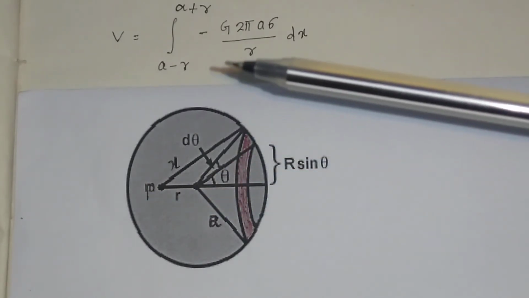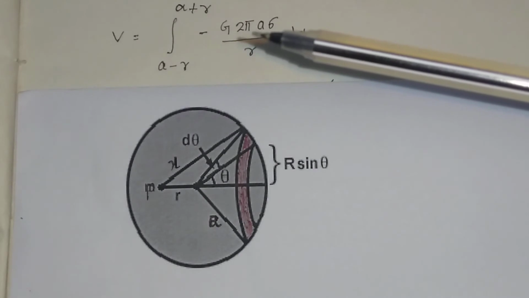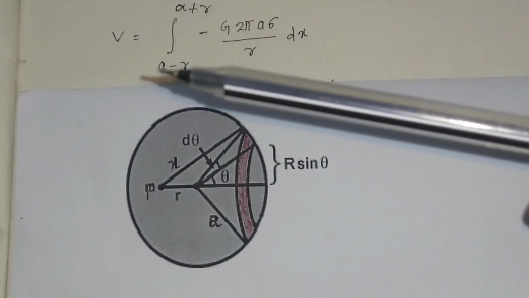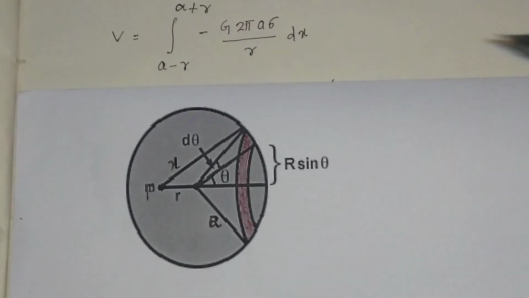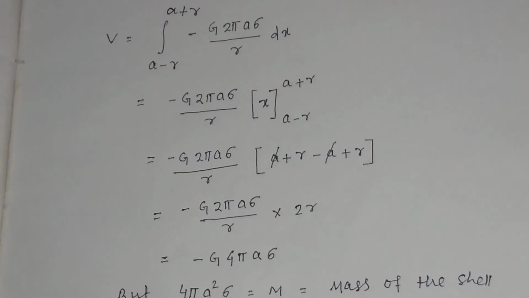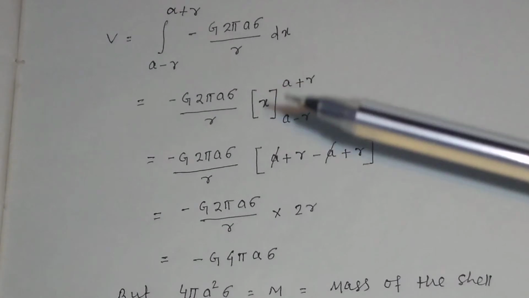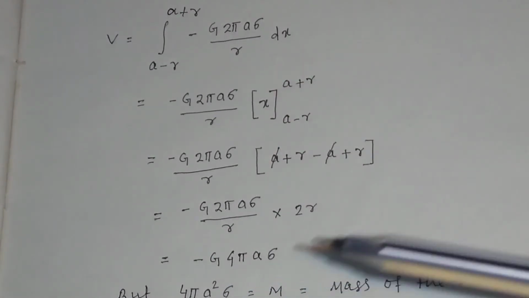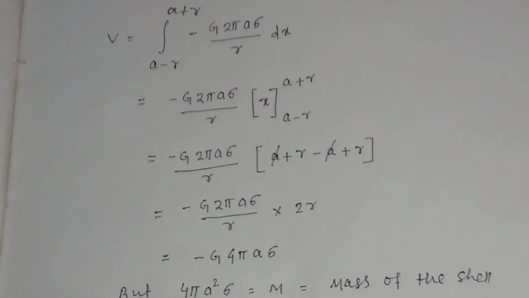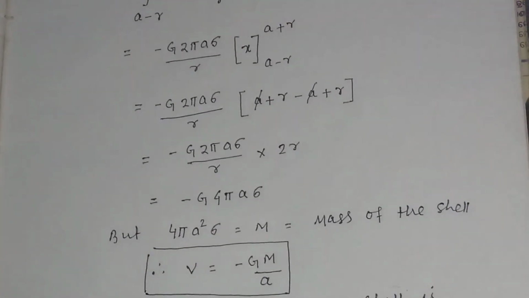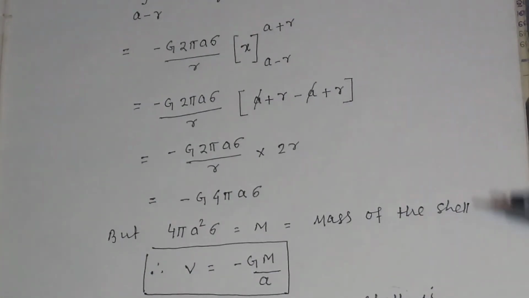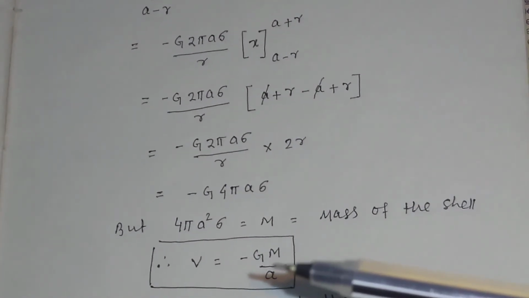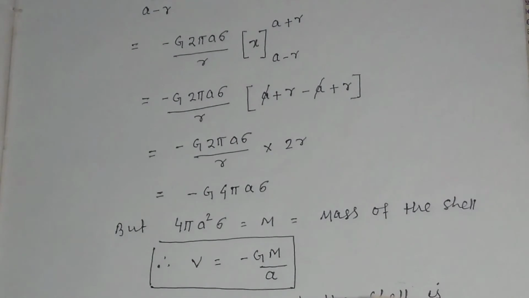So if you integrate minus G twice pi a sigma divided by r into dx, from a minus r to a plus r, then it will be equal to minus G into 4 pi a sigma. But 4 pi a square sigma is equal to the mass of the shell. This is the mass of the shell. So the potential will be equal to minus GM divided by a.